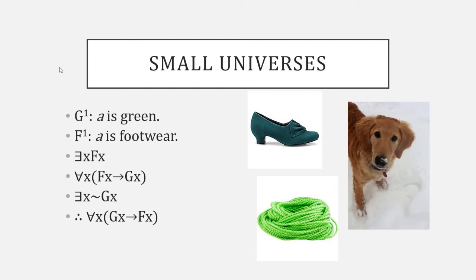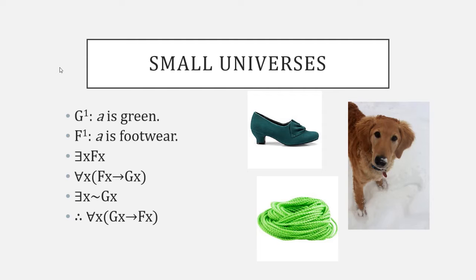Now how about the conclusion? If this argument is invalid, then it should be possible that the premises are true while the conclusion is false. So we want to check whether this conclusion is true or false. The conclusion says, for all X, if X is green, then X is footwear. Well, if X is the shoe, then this is true, right? So if we plug in the shoe for X, we say, is it green? Yes. Is it footwear? Yes.